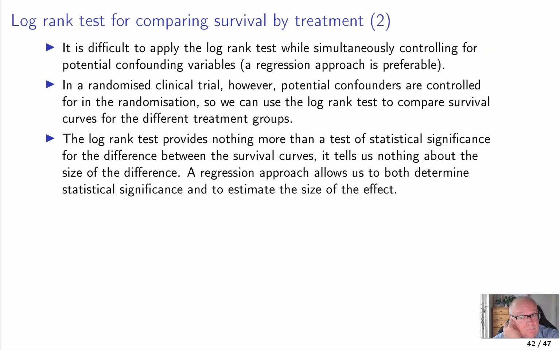Now, it's difficult to apply the log-rank test while simultaneously controlling for potential confounding variables. A regression approach would be preferable, such as Cox regression, although in a randomized trial, potential confounders are controlled for in the randomization, so we can use the log-rank test to compare survival curves for the different treatment groups.